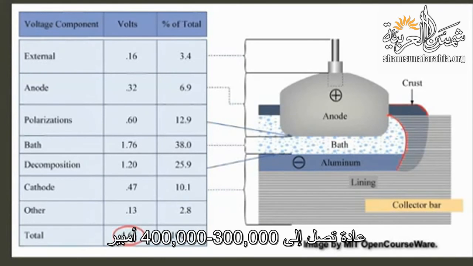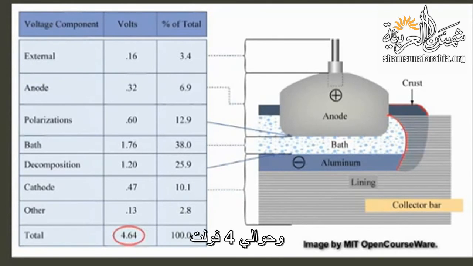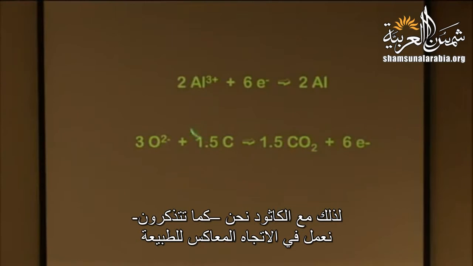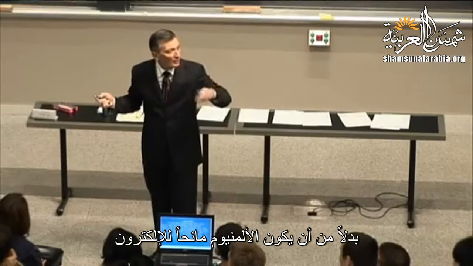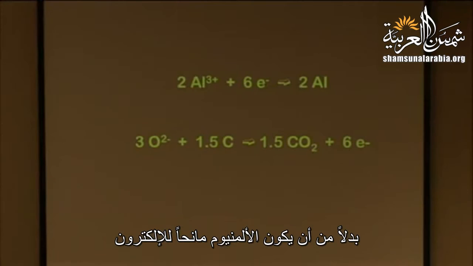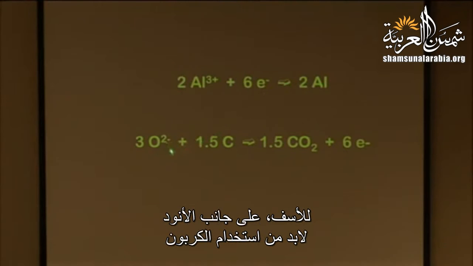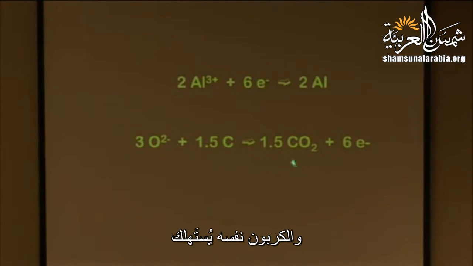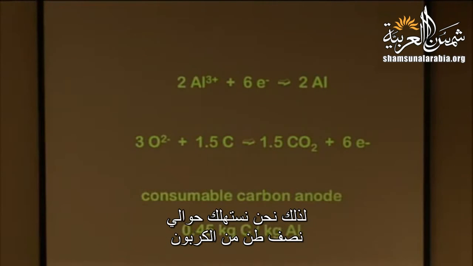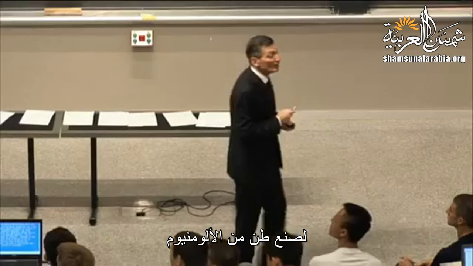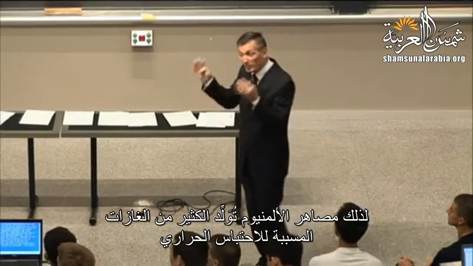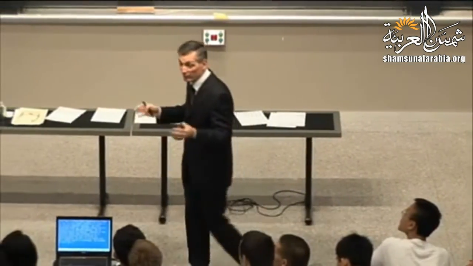This thing typically runs at 400,000 amperes and about 4 volts. So at the cathode, we're running nature in reverse. Instead of the electron donor that aluminum is, we're shoving electrons onto aluminum ion and converting it back to aluminum. Unfortunately, on the anode side, we have to use carbon, and the carbon itself is consumed. So we consume about a half a ton of carbon to make a ton of aluminum. So aluminum smelters generate a lot of greenhouse gases.